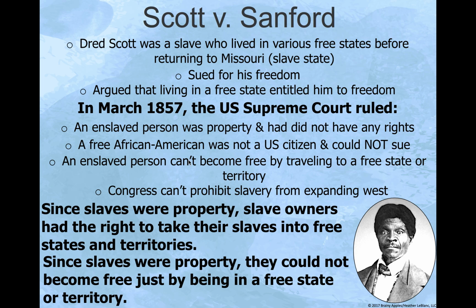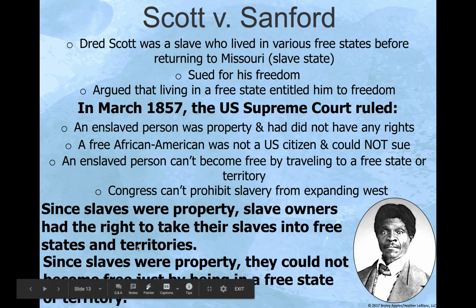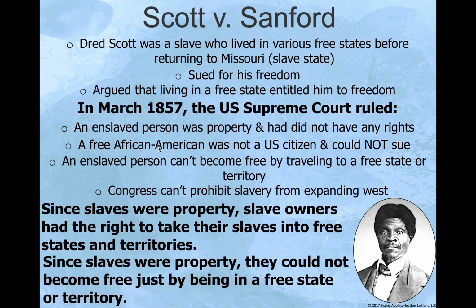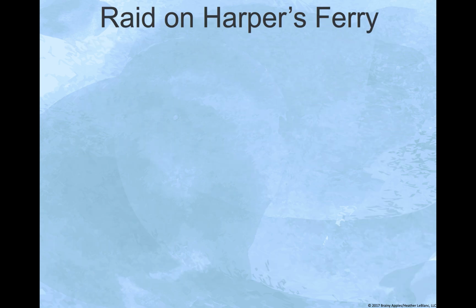An enslaved person can't become free by traveling to a free state or territory. So if you are a slave, you can't get freedom if you travel to a free state. And Congress can't prohibit slavery from expanding west. So the government could not stop slavery from expanding to the west. Since slaves were property, slave owners had the right to take their slaves into free states and territories. They could not become free just by being in a free state or territory.